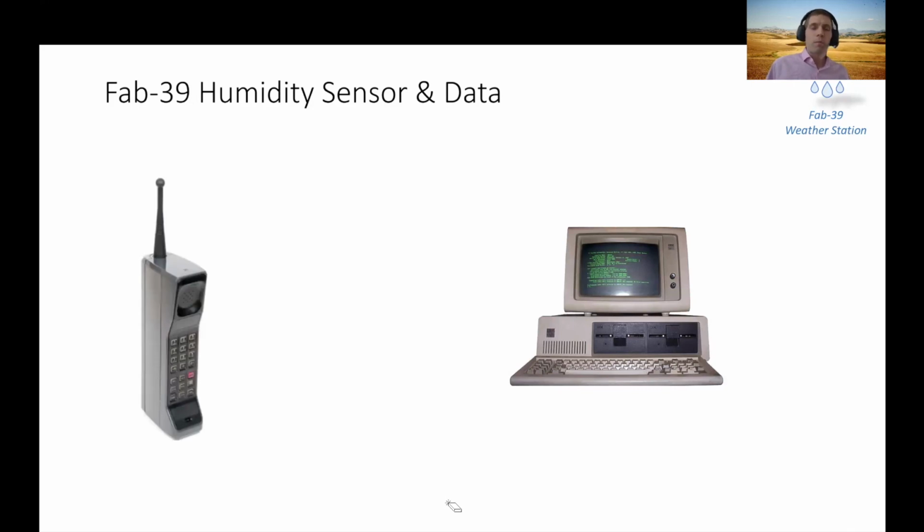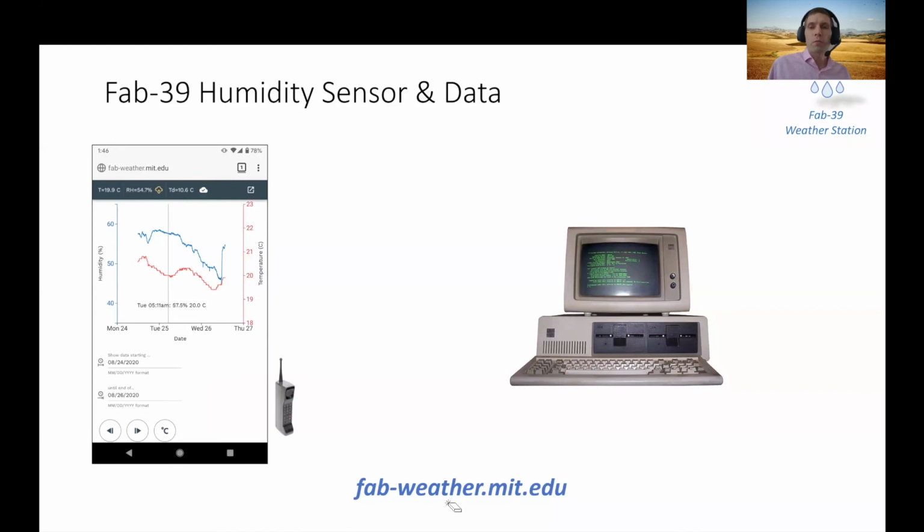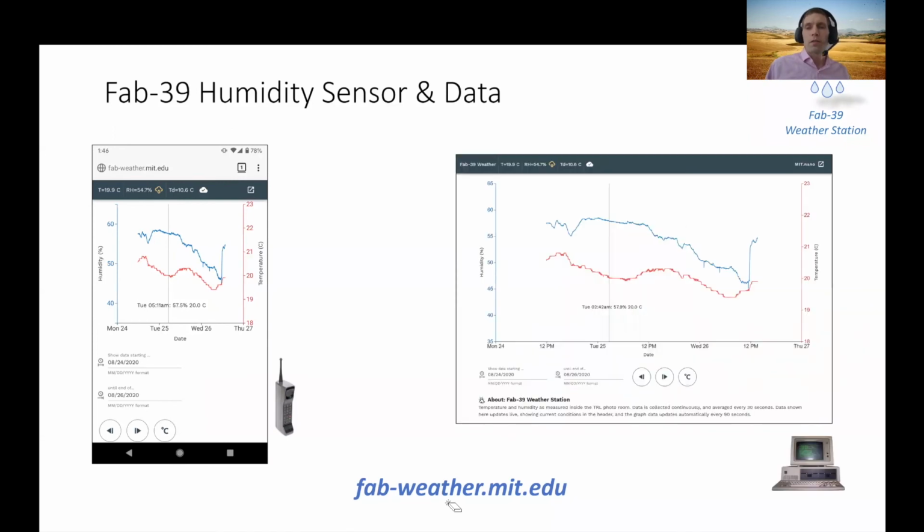And so the system right now is measuring in TRL, and you'll be able to go to fab-weather or fab-weather.mit.edu, and you'll be able to see it both compatible with your cell phone display as well as a desktop computer browser, right? And so there you can go back in time. You can look at the current conditions. You can look at what happened at a point in the past. You can see it started recording. We put it in on Monday, so you obviously don't have data before that.